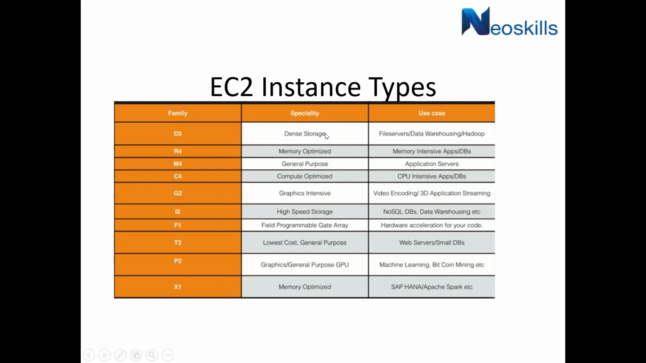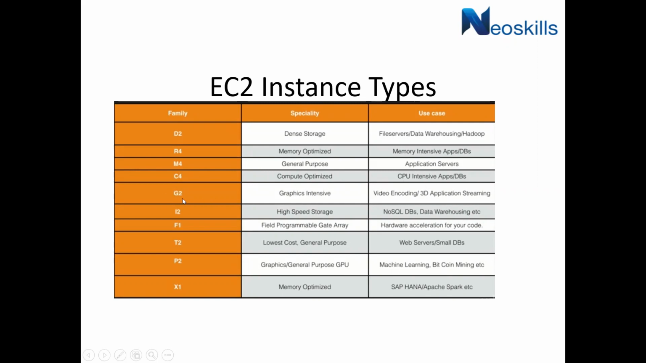D2 is used for dense storage, which is for data warehousing, Hadoop or file servers. R4 is memory optimized, used for memory intensive applications or DBs. M4 is used again for application servers. C is used for compute optimized, which is for CPU intensive applications.